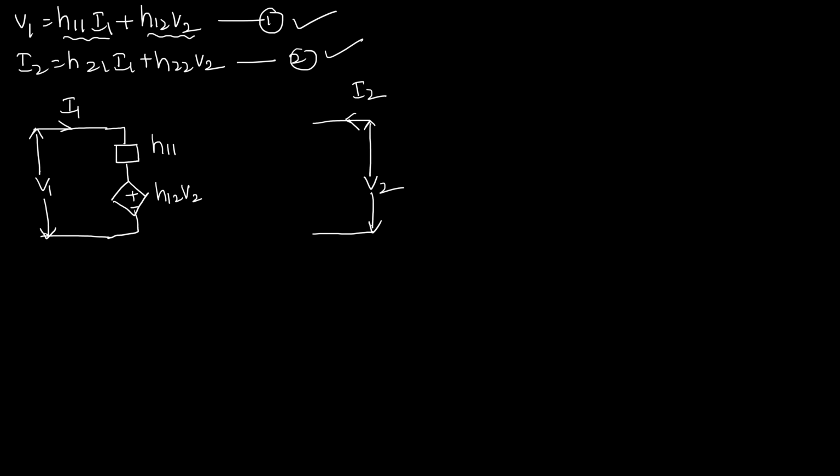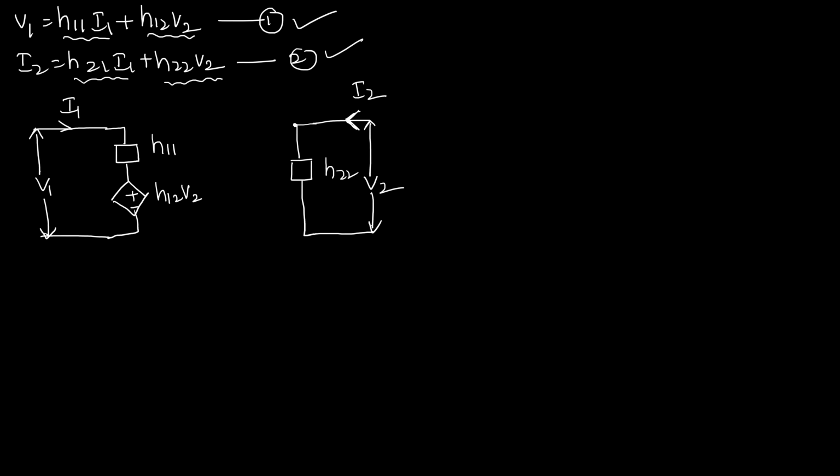It's a current equation, so we need a node. As we can see, this I2 is entering, so let us assume this as a node. First I am concentrating on this portion, that is H22 into V2. As we already know, I is equal to YV, so here this H22 will be considered as our admittance. So this is H22.